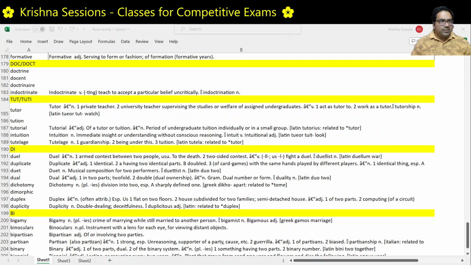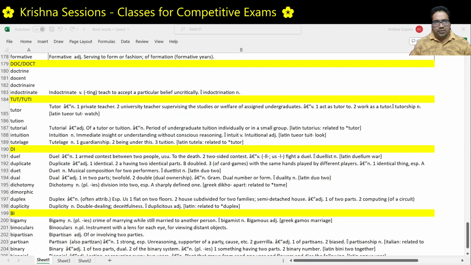Next, so this is about teaching. Now we have learnt some teaching related words. Now let us learn one more root which is related to teaching. That is TUT or TUTI. It is equal to guiding or guarding or teaching, etc. This is also coming from Latin. That is tut. Who is a tutor? We all know who is a tutor. He is a person who supervises students.